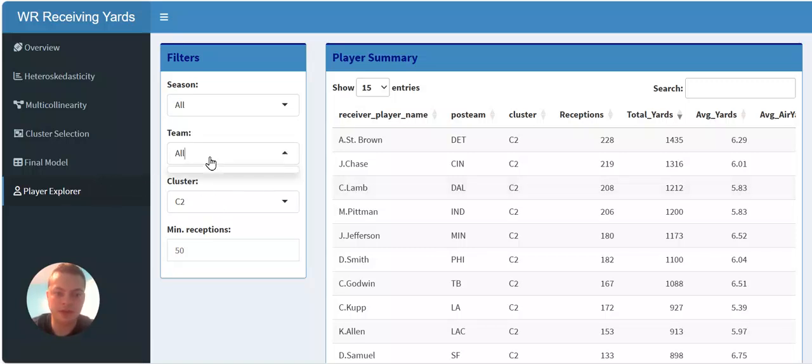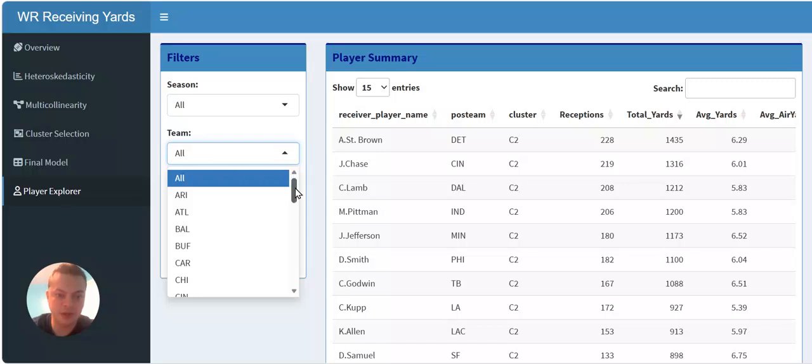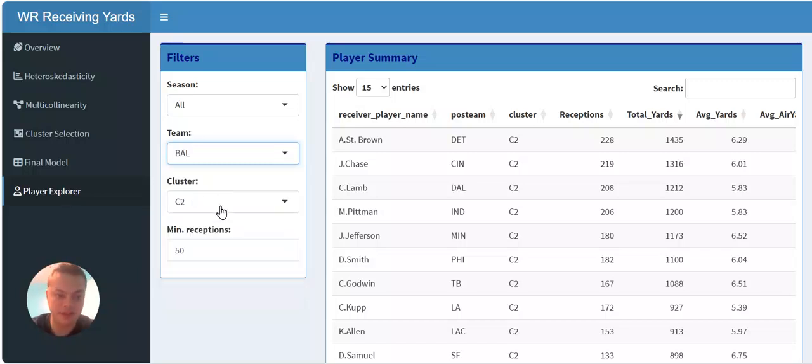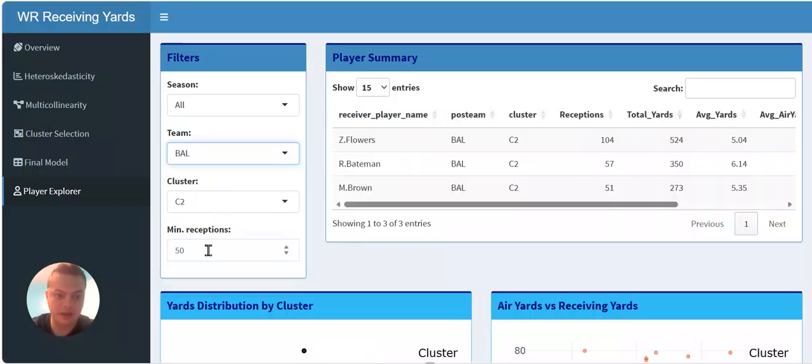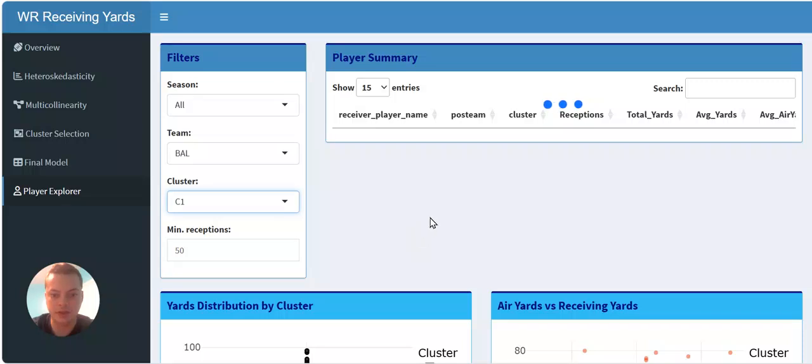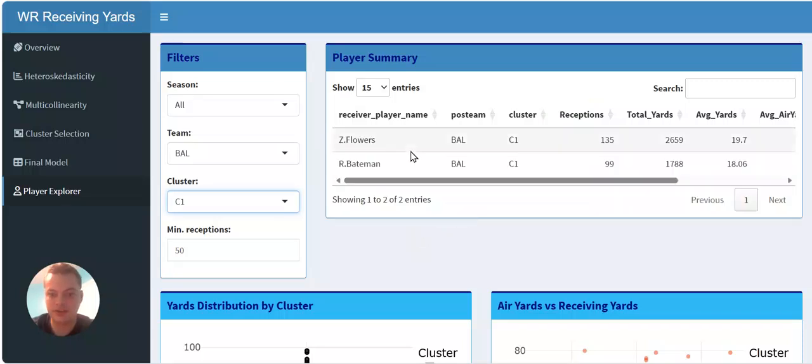So, and then we can even sort it by team. So you can go see, okay, so who on the Ravens, because the Ravens are my favorite team, fit into cluster 2 based on this criteria: Zay Flowers, Rashod Bateman, and Hollywood Brown. And then let's see in cluster 1 how many fit into the 50 receptions criteria. Just Zay Flowers and Rashod Bateman.